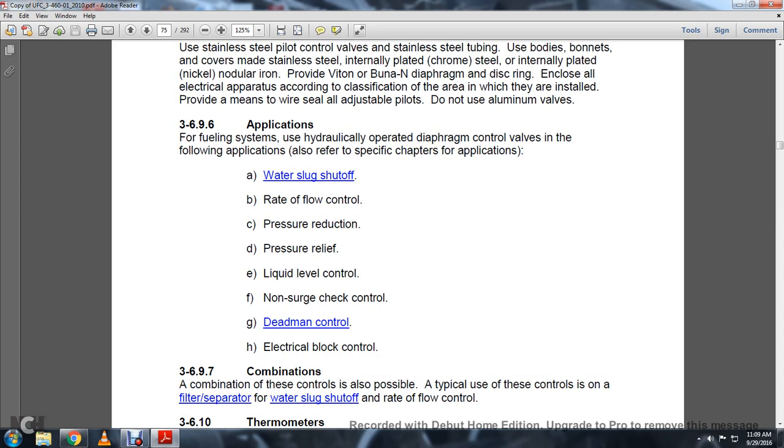3696 Application. The fuel filling system with hydraulically operated diaphragm control valves in the following applications are also referred to in the specific chapters. Applications: water slug shutoff, rate of flow control, pressure reduction, pressure relief, liquid level control, non-surge check control, deadman control, electrical block control.